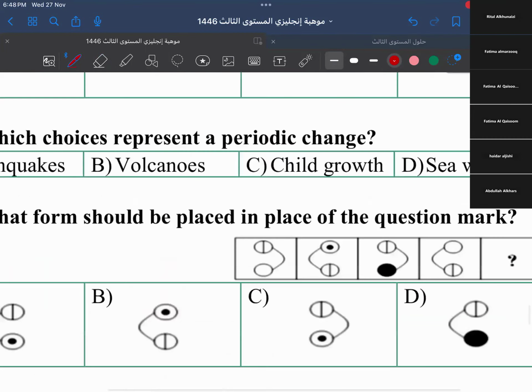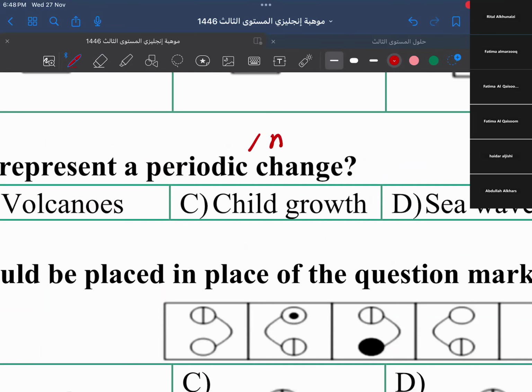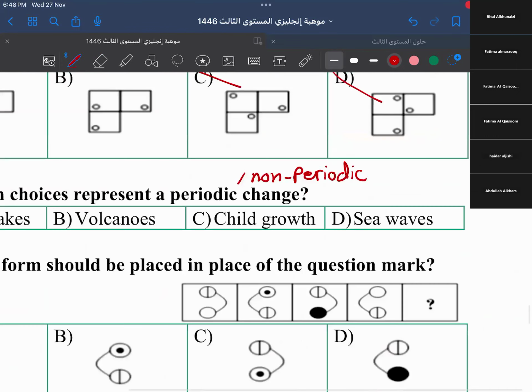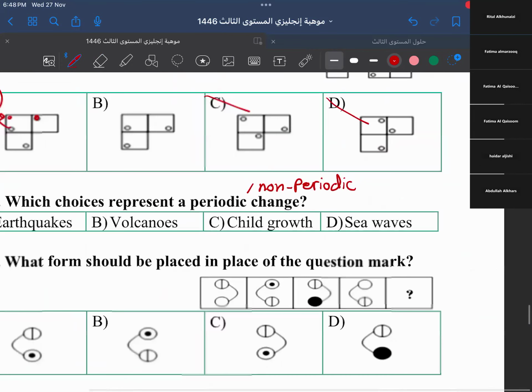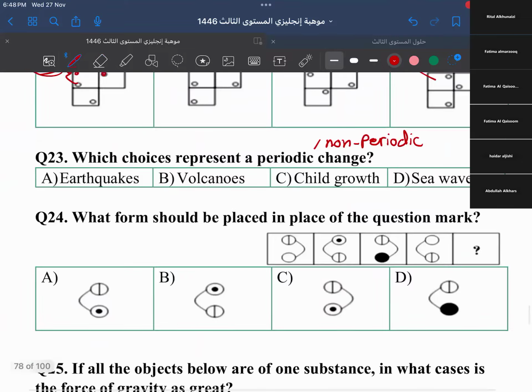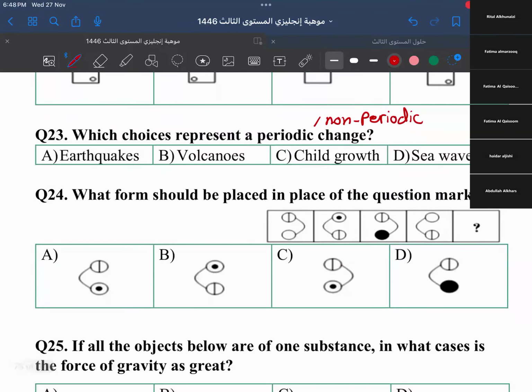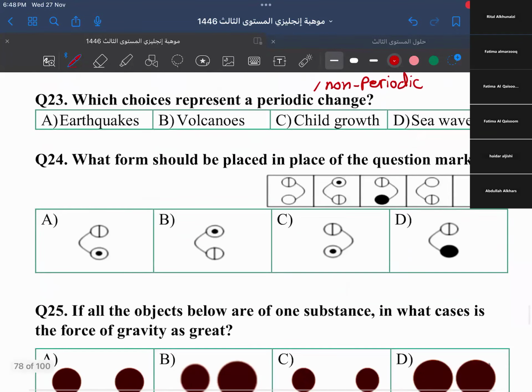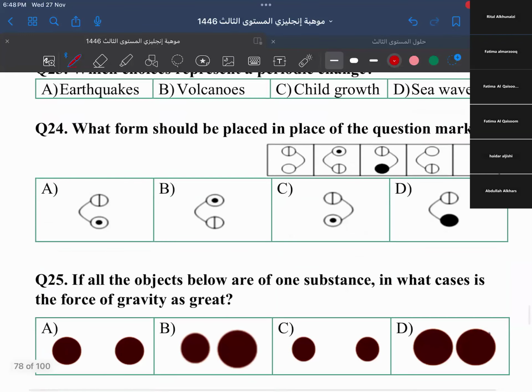You can look into periodic and non-periodic changes. You're going to see many more examples that you can cover so that you can keep those in mind. Okay. Excellent. Yalla, question 24. So this question is about a pattern where we need to find the last shape, the question mark.